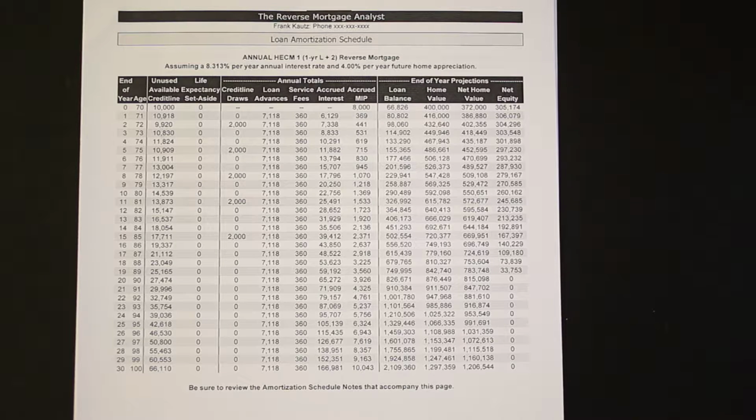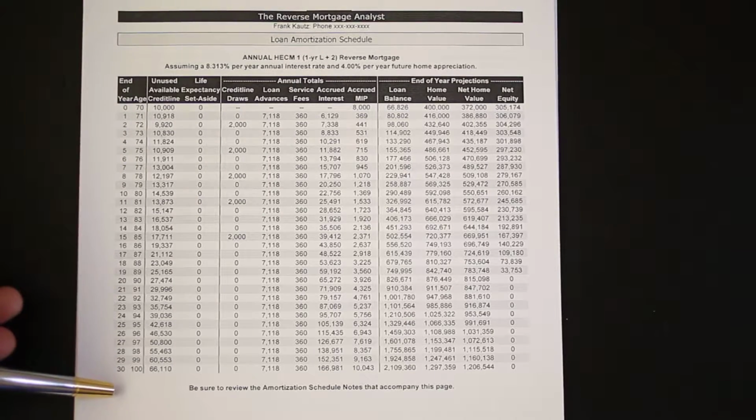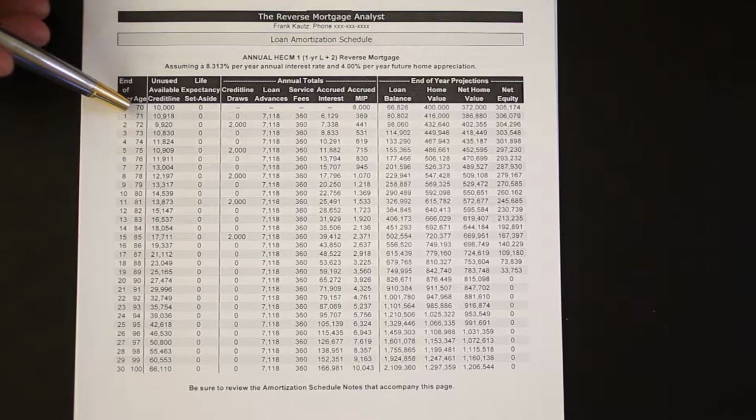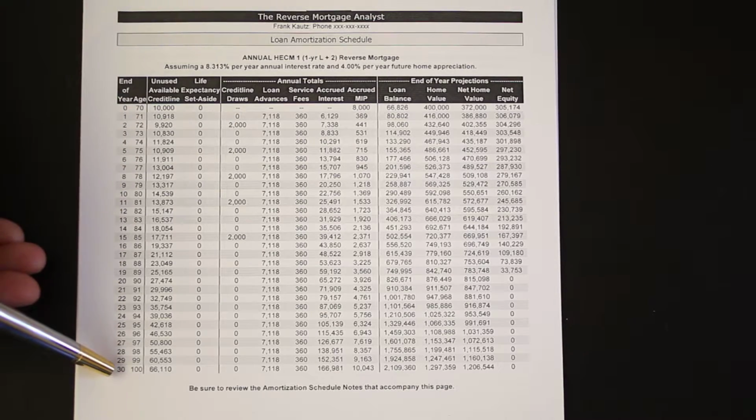You may have started it and realized, I don't want to do this. This gives you a way out. But then it's each year thereafter. The age of the youngest borrower, or only borrower in this case, going forward.